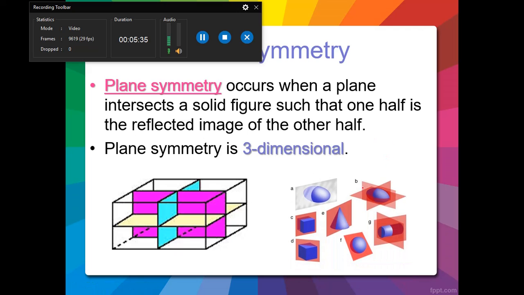All of these objects here on the right-hand side are three-dimensional solids, which will be our last unit of study. But depending on the three-dimensional solid, we might have one plane of symmetry, like an object E. This is a cone. It's passing through the top all the way through the bottom so that the front and the back are identical. Other objects like G, a cylinder, would have two planes of symmetry, both horizontal and vertical. So it just depends on the type of object, but plane symmetry is always three-dimensional.